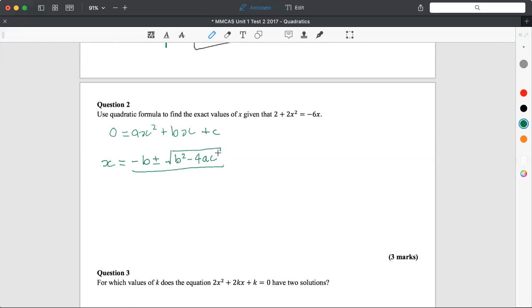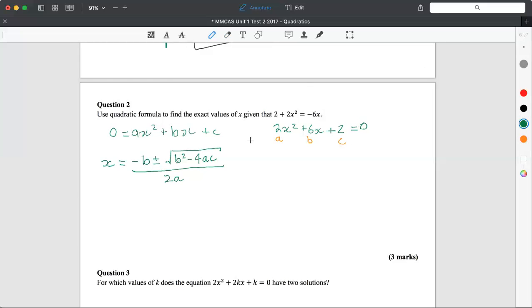So it's negative b plus or minus the square root of b squared minus 4ac all over 2a. All right. Now, you'll notice that this is not in general form yet. It needs to be rearranged to be put into general form. So let's do that. We're going to get 2x squared. If I add minus 6x to both sides, it's going to become plus 6x. And this is plus 2, so it's going to be plus 2 equals 0. All right, so we can see that this is A, this is B, and this is C.